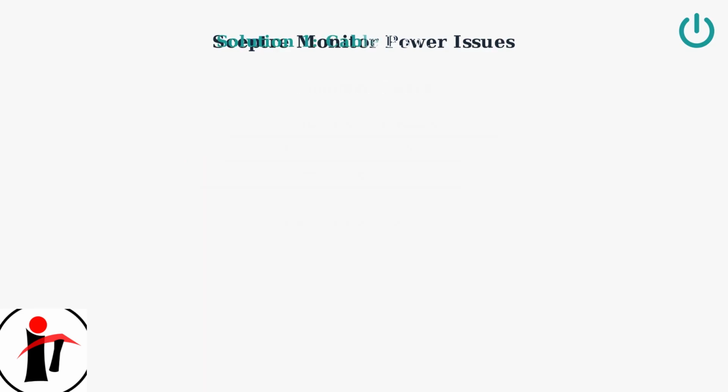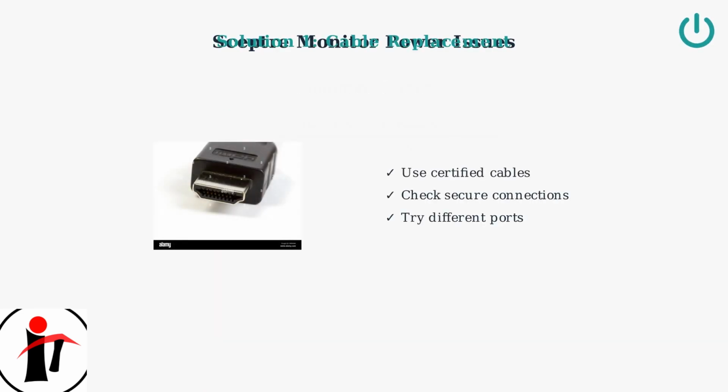The first immediate solution is cable replacement. Replace your HDMI or DisplayPort cables with certified, high-quality options. Ensure secure connections at both the monitor and source device ends.